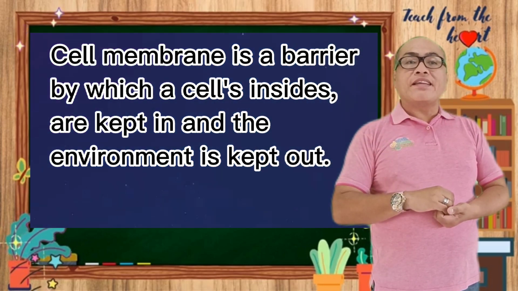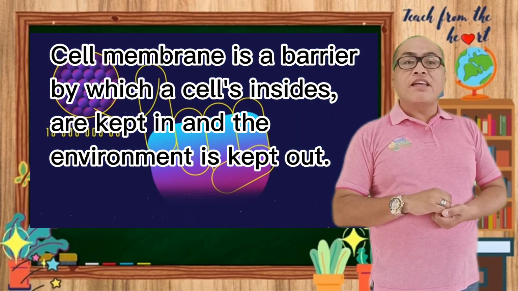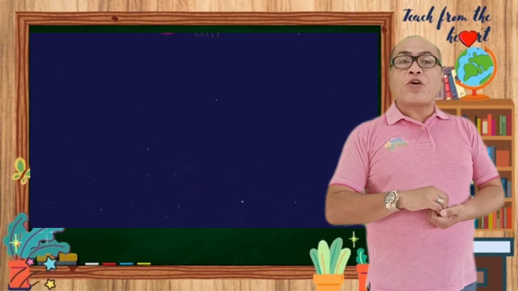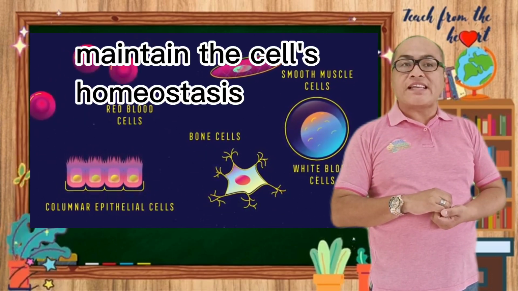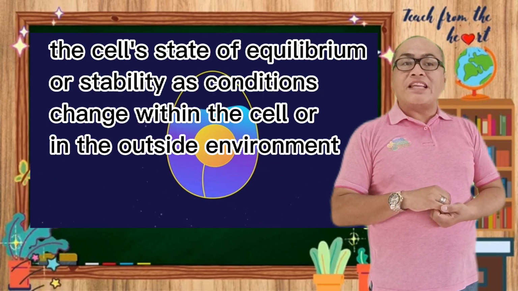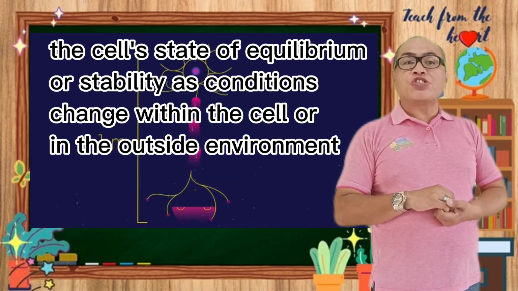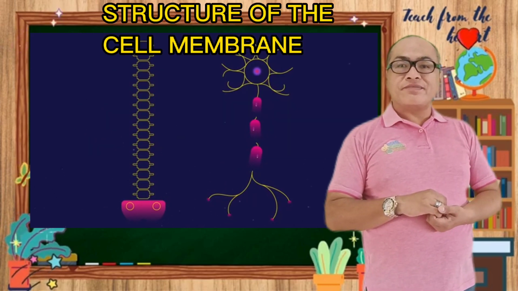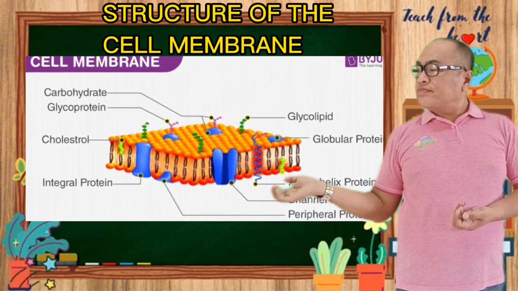The cell membrane is the barrier by which a cell's insides are kept in and the environment is kept out. It also performs several other functions to maintain the cell's homeostasis, that is, the cell's state of equilibrium or stability as conditions change within the cell or in the outside environment. Let me show you the structure of the cell membrane.